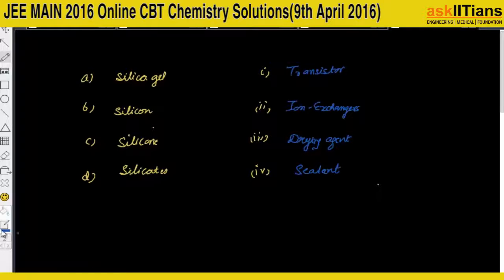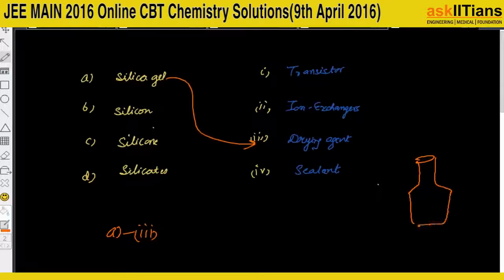Now see, students, this concept should be very much clear to you, and that concept is that silica gel is very commonly used as a drying agent. So option number A should be linked with the third option, because we know that for the drying agent we generally use silica gel. Whenever you buy a bottle from the market, the bottles in which you keep water in summers, these also have silica gel so that they can absorb all the moisture. So that is confirmed use of silica gel, that is, it is used as a drying agent.